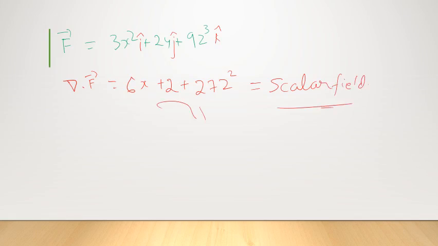If you want to calculate this divergence at any particular point, say at x is equal to 1, y is equal to 0, z is equal to 2, then div f at this point will become 6 plus 2 plus 27 into 4, that is 116.